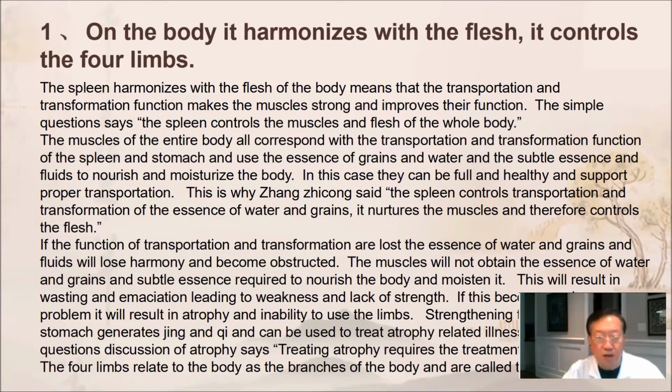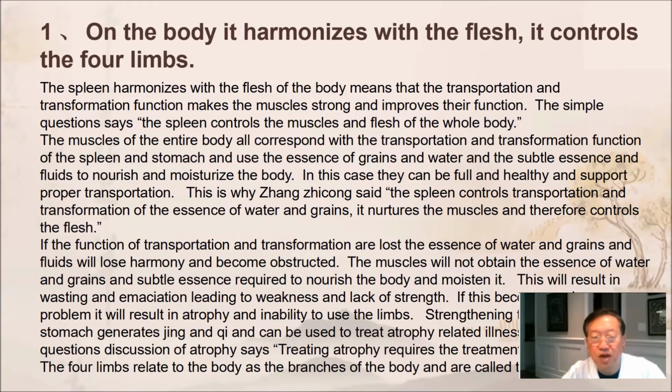1. On the body, it harmonizes with the flesh and controls the four limbs. The spleen harmonizes with the flesh of the body means that the transport and transformation function makes the muscles strong and improves their function. The Simple Questions says, the spleen controls the muscles and flesh of the whole body. The muscles of the entire body all correspond with the transportation and transformation function of the spleen and stomach, and use the essence of grains and water and the subtle essence and fluids to nourish and moisturize the body. In this case, they can be full and healthy and support proper transportation.